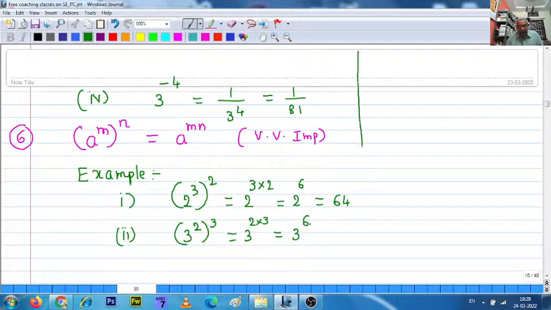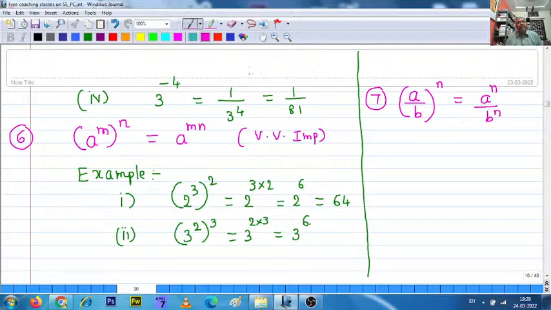One more property we need to discuss, which is also very important: a upon b whole to the power of n. Here a by b is a fraction raised to the power n, where a is the numerator and b is the denominator. Then the power is applicable to the numerator and denominator: a to the power of n upon b to the power of n. This formula can be used vice versa also. Sometimes a to the power of n by b to the power of n can be written as a by b whole to the power of n.